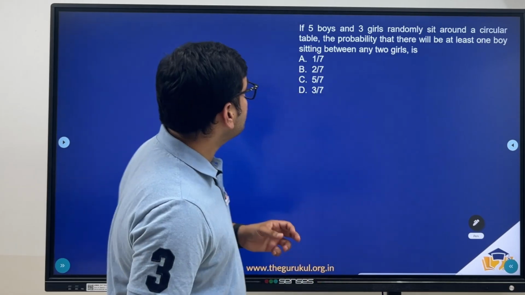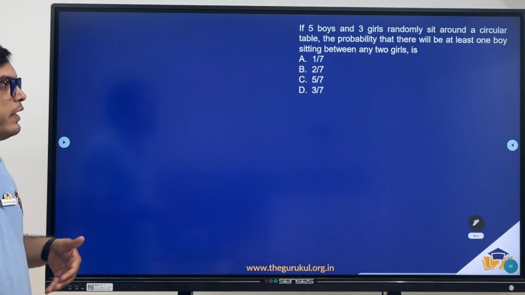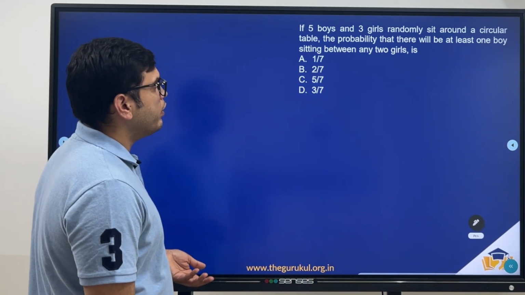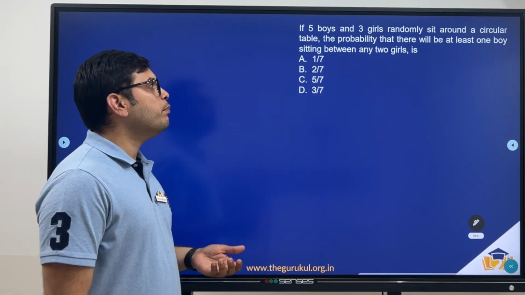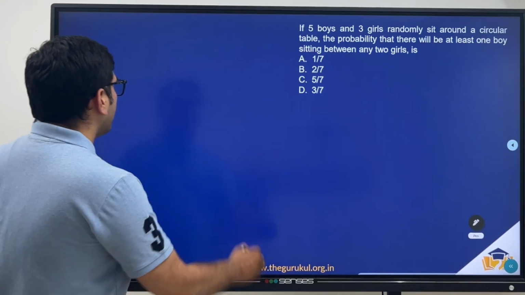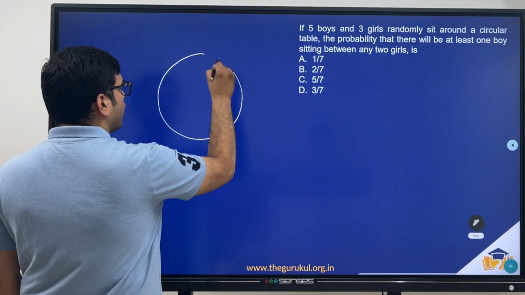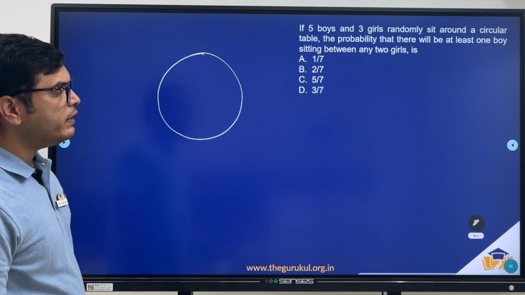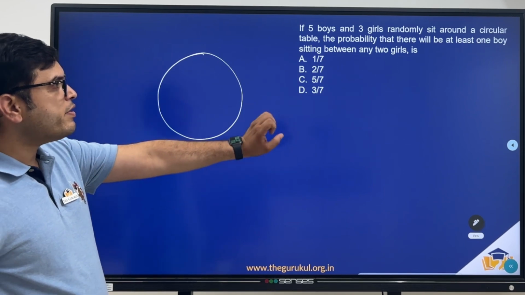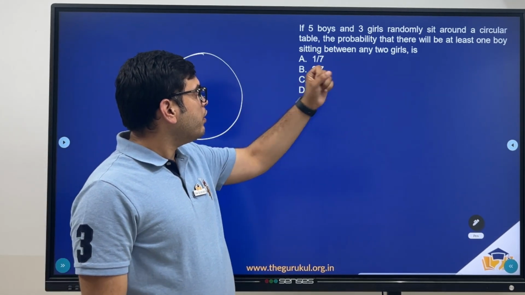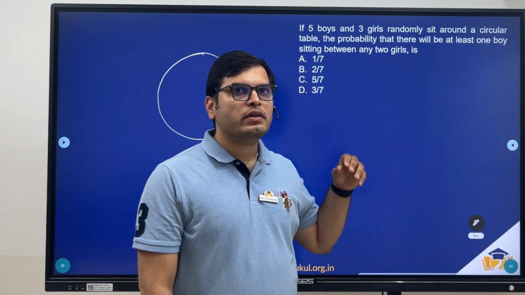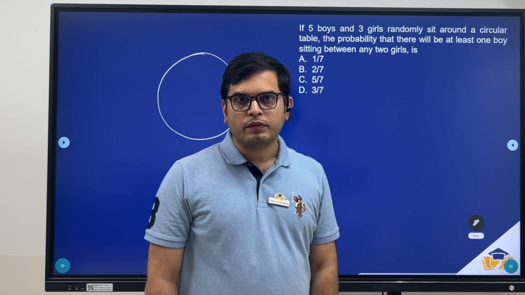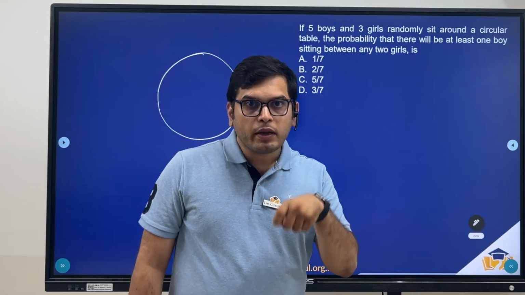Now coming to the last question, if 5 boys and 3 girls sit randomly around a circular table, the probability that there will be at least one boy sitting between any two girls is, right? So we have a total of 8 members sitting around a circular table, 5 boys and 3 girls, and the condition here is there should be at least one boy sitting between any two girls, or I can say that no two girls should be adjacent to each other, right? So the condition is on girls.